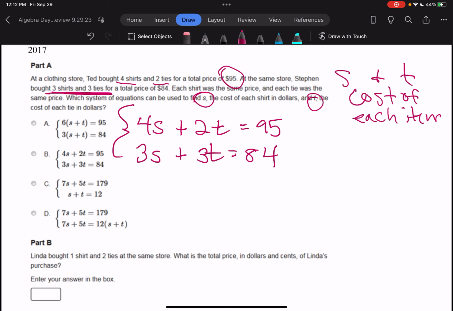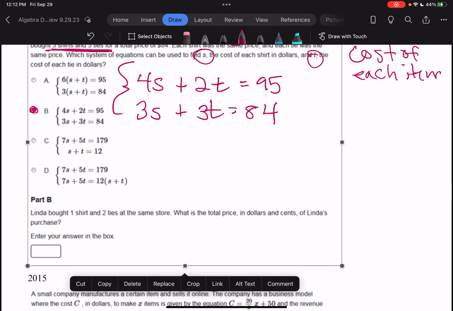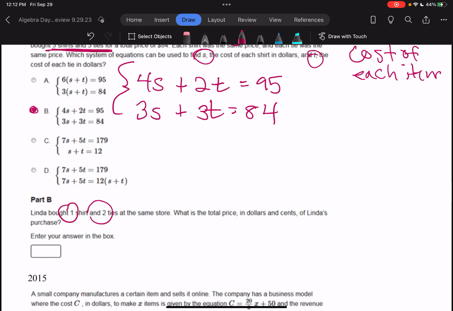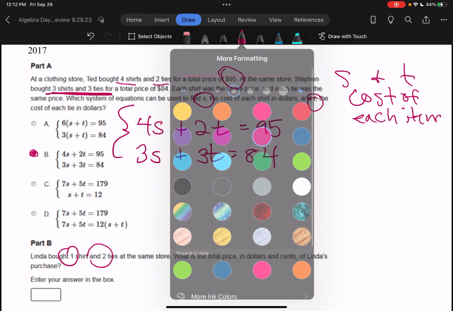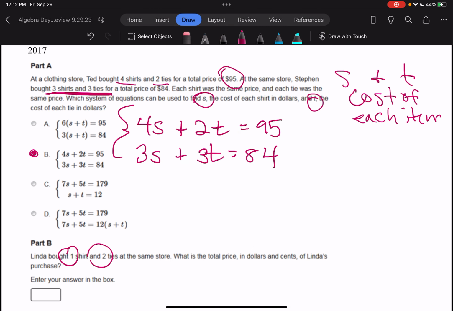And so I'm looking here at which one matches, and that's going to be B. So now that I have this system of equations, it says, well, then Linda bought 1 shirt and 2 ties. How much did she spend? In order to figure that out, I need to solve the system of equations. If I'm doing that through substitution, I need to solve for S or T. Now looking at this, we have 95 here, and if I divide 95 by 4 or 2, I know I'm going to get a decimal. So to make my life easy, I'm going to use the other equation to start.